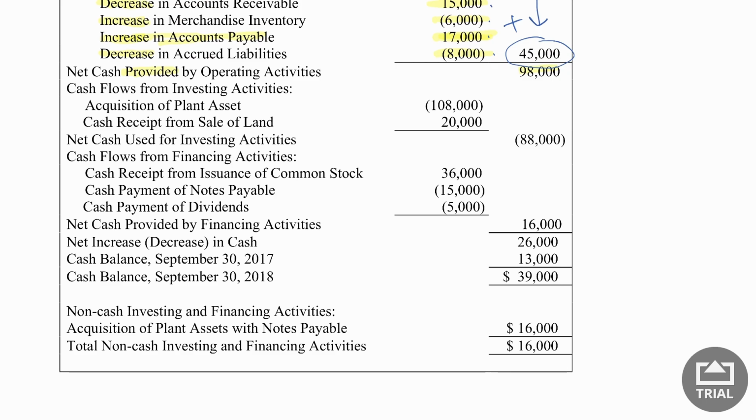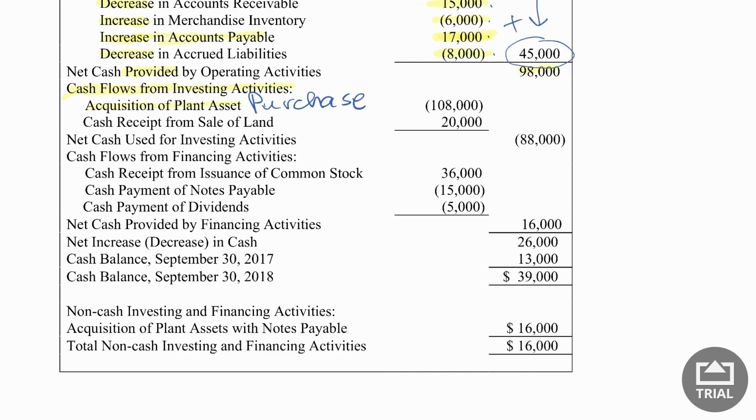So I've got my little subheading, cash flows from investing activities. And the first thing I'm going to list is acquisition of plant asset. You can use the word purchase if you hate the word acquisition. So purchase of plant asset. Okay, if I'd rather use purchase, I can. I know some of y'all do not like that word acquisition. So the purchase of plant assets.